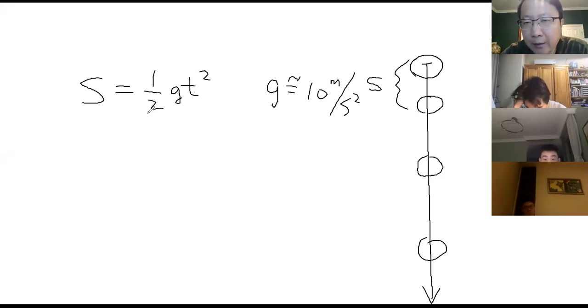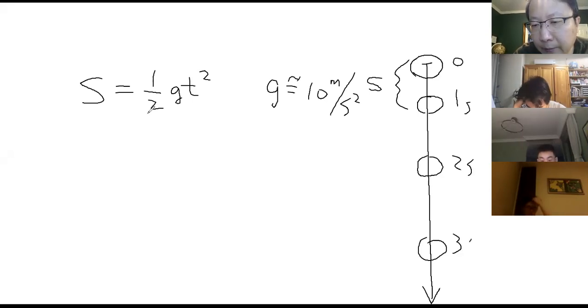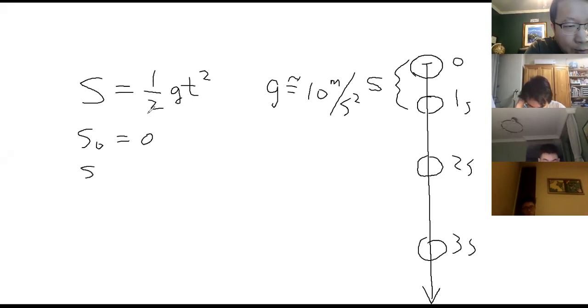So in that case, we can calculate. Of course, at time 0, this is time 0, this is time 1 second, 2 seconds, 3 seconds, right? If you have any question, just jump in. Okay, no problem. So now basically, at 0 seconds, S is 0, right? That's our origin, our starting point. Now, what is it at 1 second? Based on the formula, it's 1/2 times 10 times 1 second squared.